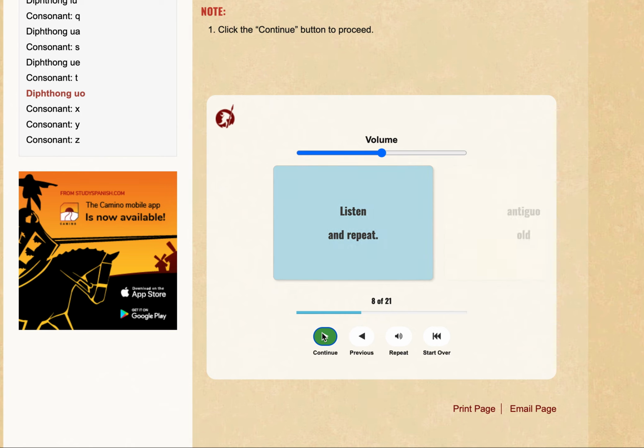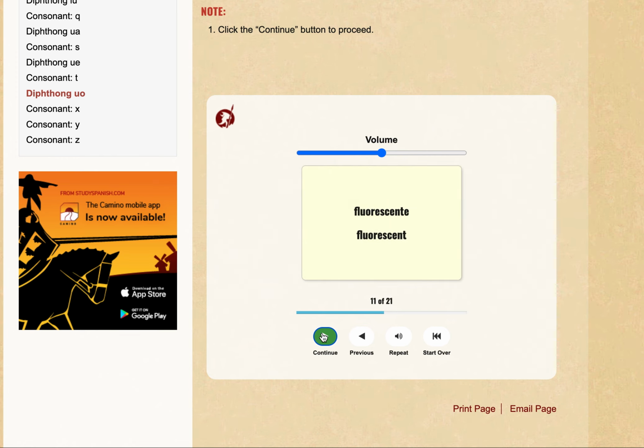Listen and repeat. Concentrate. Antiguo, ambiguo, fluorescente, fructuoso. Here you're hearing a U and the double O with an O, so it's more pronounced here. So fructuoso, right? Luctuoso. Monstruo. This is absolutely flat. Monstruo. There's no R, and in the US this sounds like a single O.